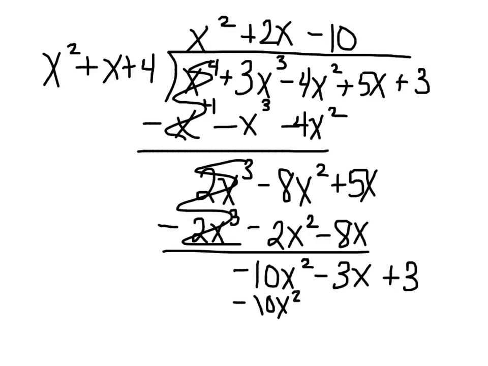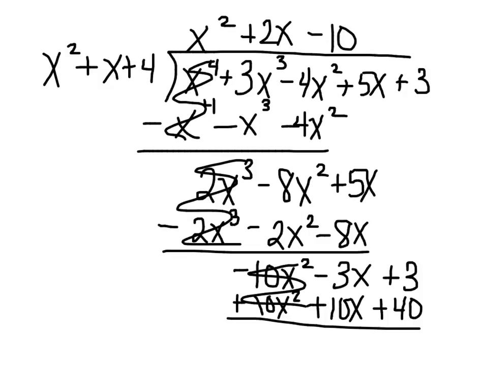What's negative 10 times x? Negative 10x. And what's negative 10 times 4? Negative 40. Draw your line, switch your signs, add straight down. What happens with the x squareds? What is negative 3x plus 10x? What's 3 plus 40? What is 7x plus 43?